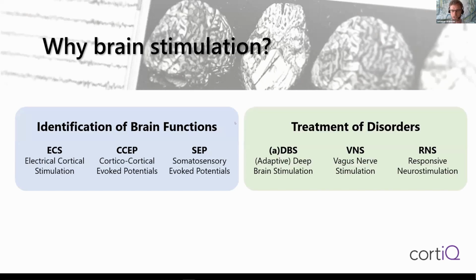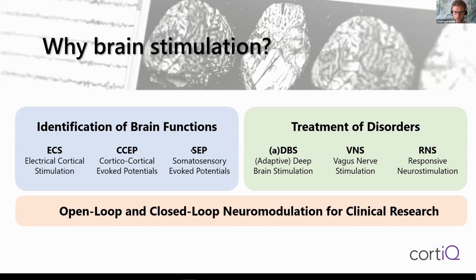The second very large category is the treatment of disorders, also clinically used, especially for treating patients who are suffering from Parkinson's disease or essential tremor via deep brain stimulation, or the treatment of epilepsy via vagus nerve stimulation or responsive neurostimulation. So out of those six application fields, the research scenario arises.